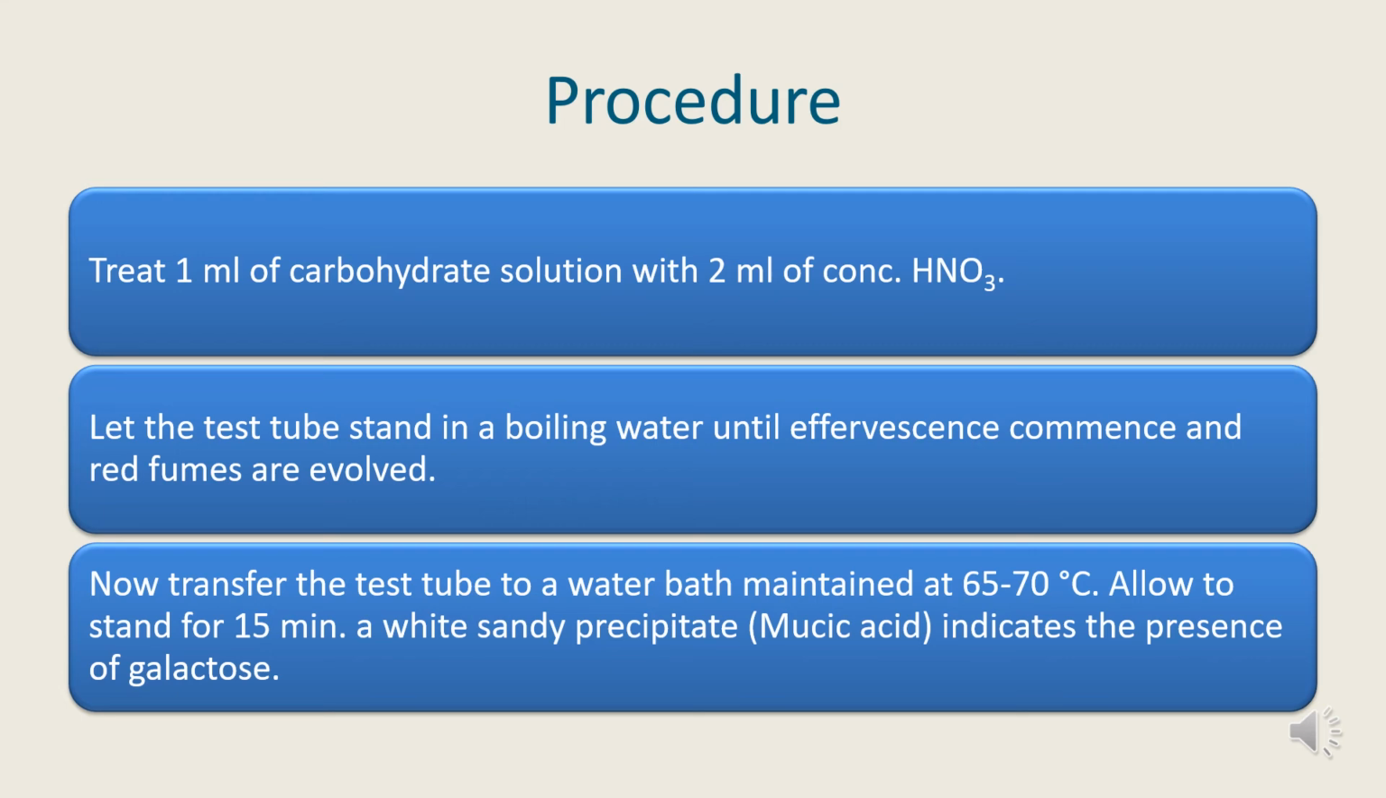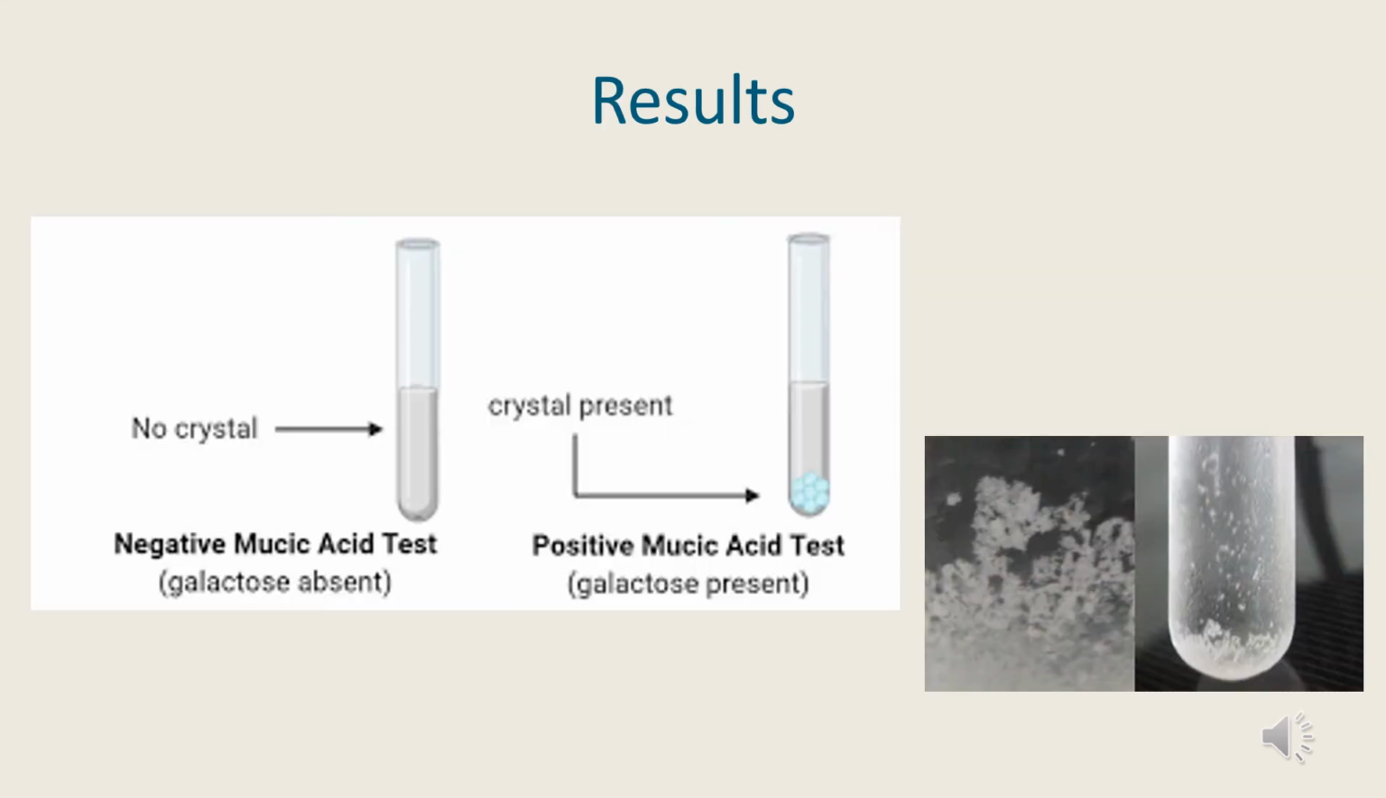Now transfer the test tube to a water bath maintained at 65 to 70 degrees centigrade. Allow to stand for 15 minutes. A white sandy precipitate, mucic acid, indicates the presence of galactose. Results.